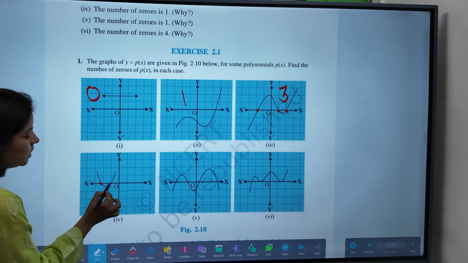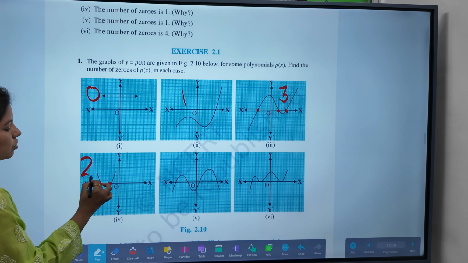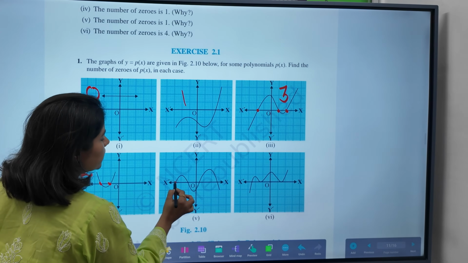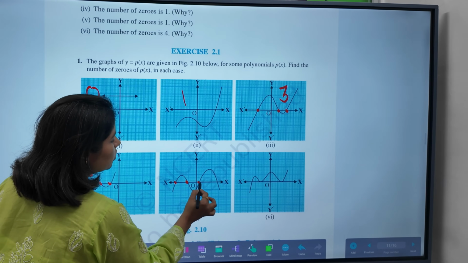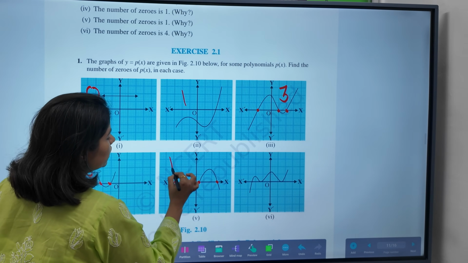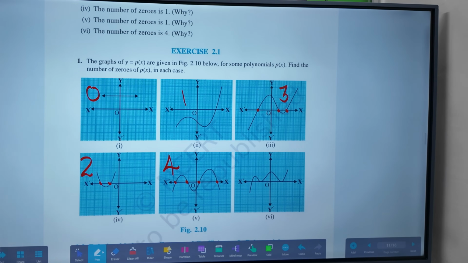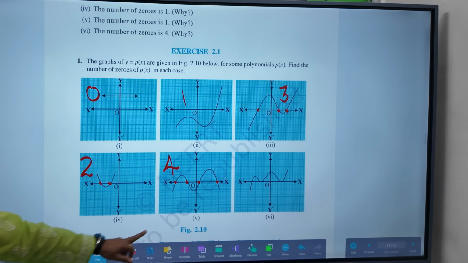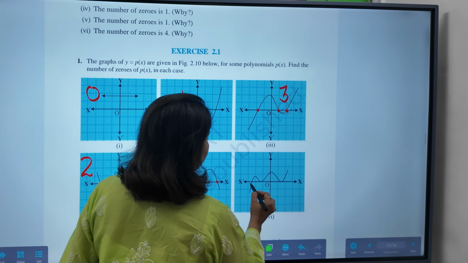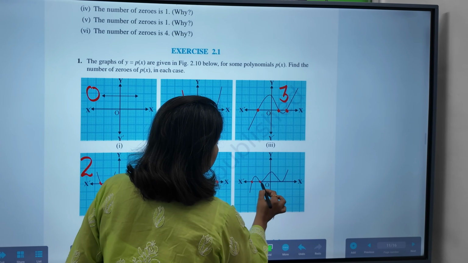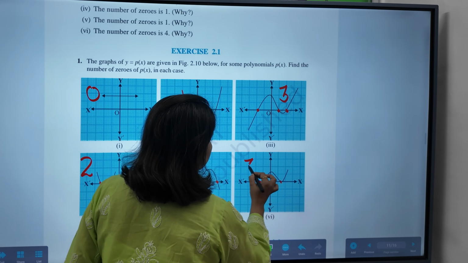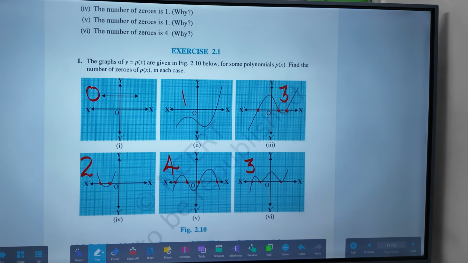And in this we can see there are 2 number of zeros. In this graph 1, 2, 3, 4. It is intersecting x-axis 4 times, therefore number of zeros in the fifth one will be 4. And here it is 1, 2 and 3. Number of zeros will be 3.